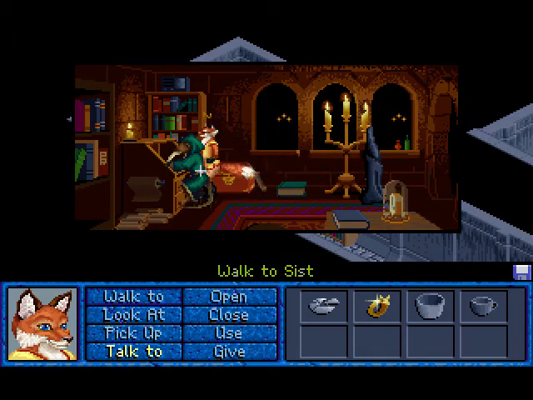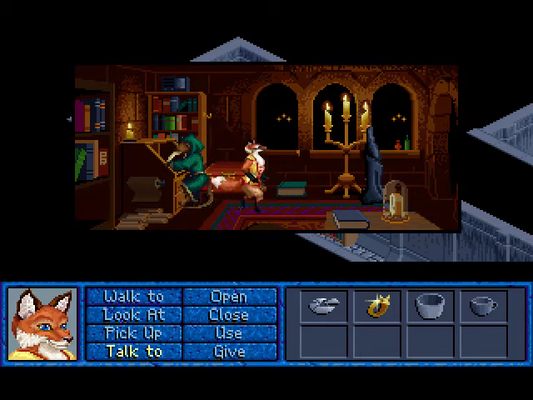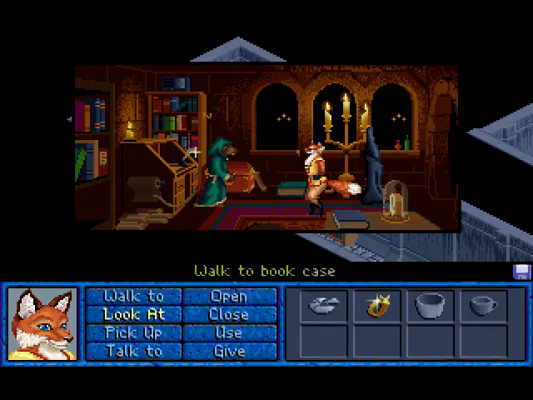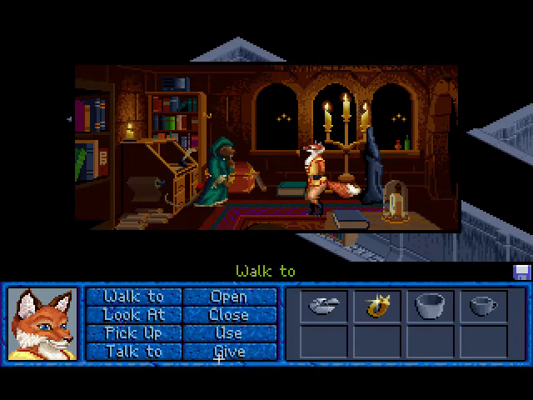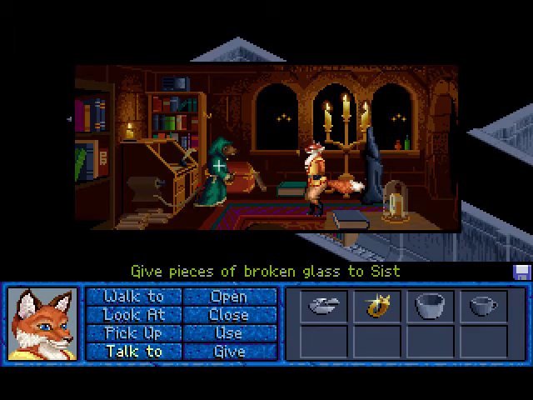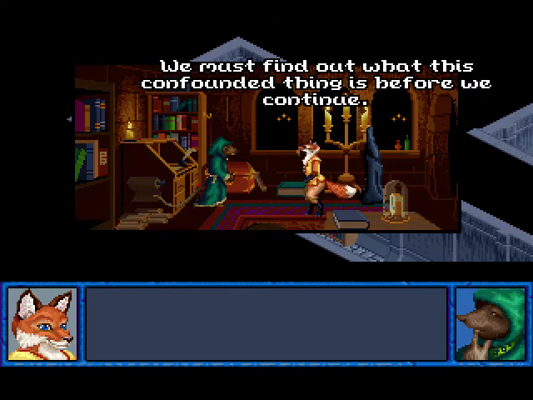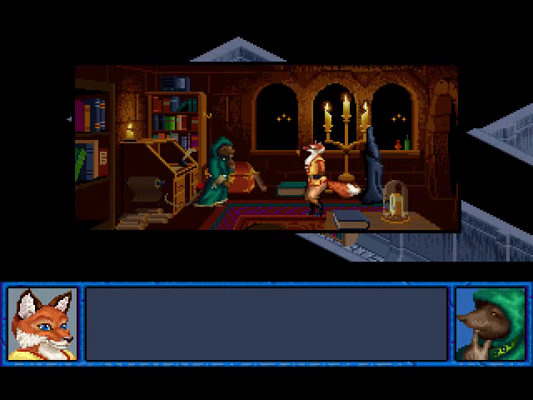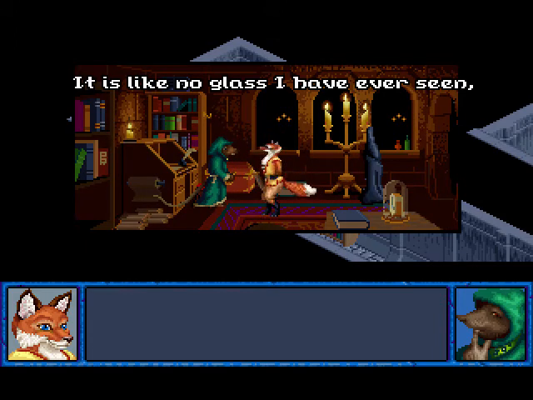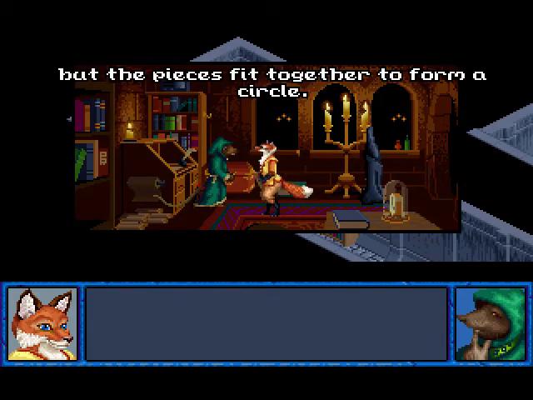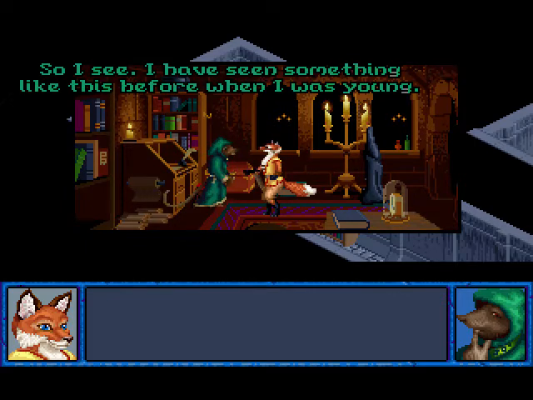Don't even look behind you, huh? Anything more, Ike? Yeah. Anything more? Okay. We must find out what this confounded thing is before we continue. It is like no glass I have ever seen, but the pieces fit together to form a circle. So I see. I have seen something like this before, when I was young.